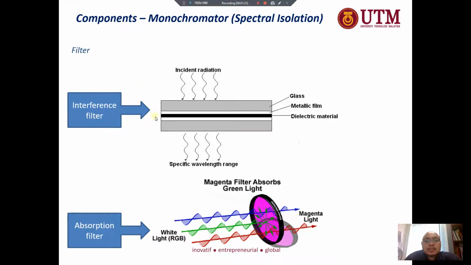So it will reflect, it will not allow other kinds of wavelength to pass through except for the specific wavelength. In the absorption filter, it absorbs all kinds of wavelength except the desired wavelength. For example, here we have the purple filter, so it will allow blue and red to pass through. Other than that, it will not be allowed.